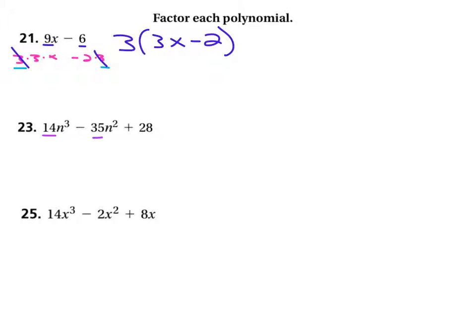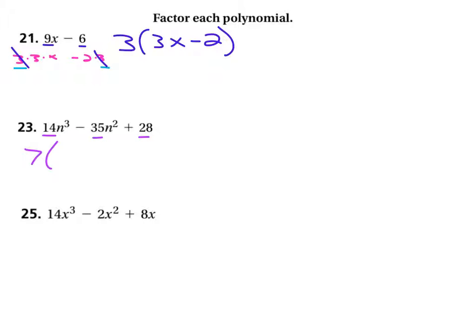Now, looking at the second one, the numbers, the biggest thing I can take out of all the numbers is 7. I see that they're all multiples of 7. So I'm going to pull a 7 out of there. And that's all I can get out of it. The first term has n cubed, so it could give up to 3 n's. The second term has n squared, it could give up to 2 n's. But the last term has no n's in it. And so if I can't get any from that one, I can't get any from any of the other ones.